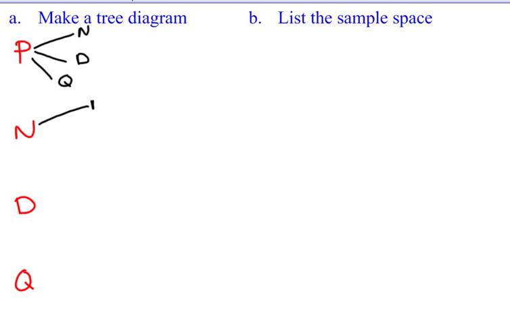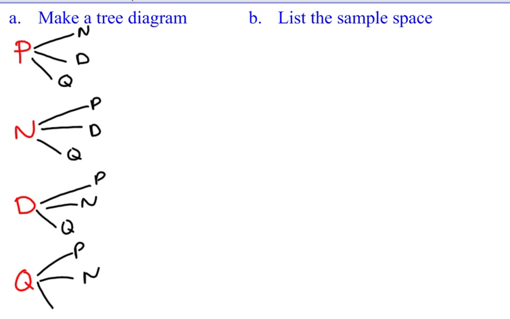Same thing here. The nickel doesn't go back, so I have a penny, a dime, and a quarter. Here I'd have a penny, a nickel, and a quarter. And here I'd have a penny, a nickel, and a dime. So that's my second draw. For my third coin, I have a penny and a nickel used, so all that's left is a dime and a quarter. I have a penny and a dime used, so all that's left is a nickel and a quarter. Penny and a quarter, all that's left is a nickel and a dime.